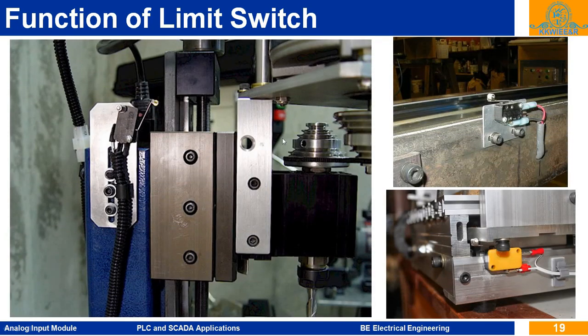As discussed, this is a limit switch which will sense the home position of this drilling head. When you start the drilling operation, from this home position it will start moving in the downward direction. There is a lead screw.